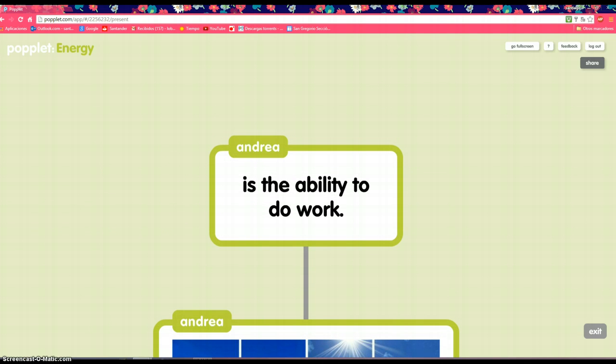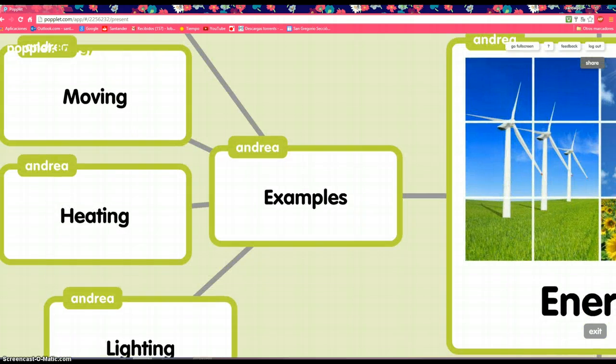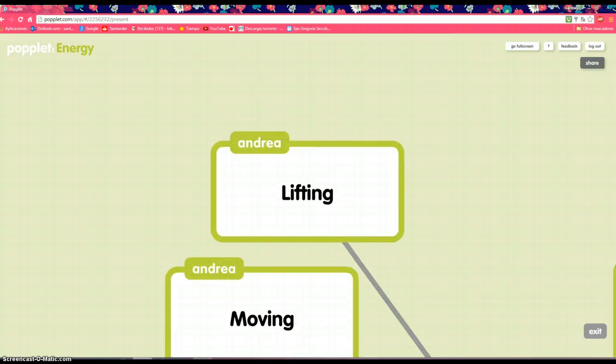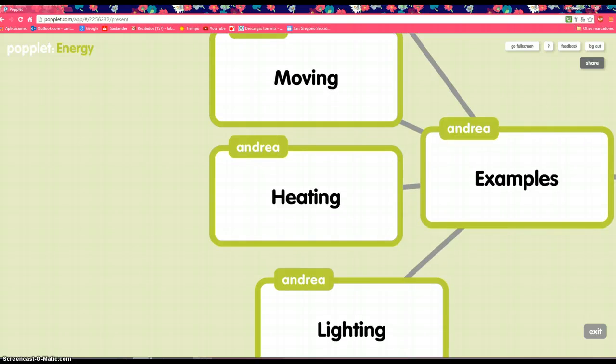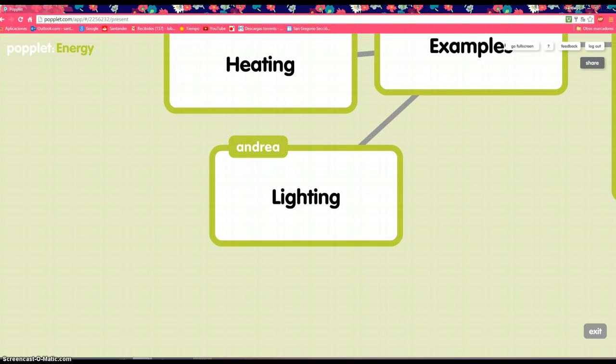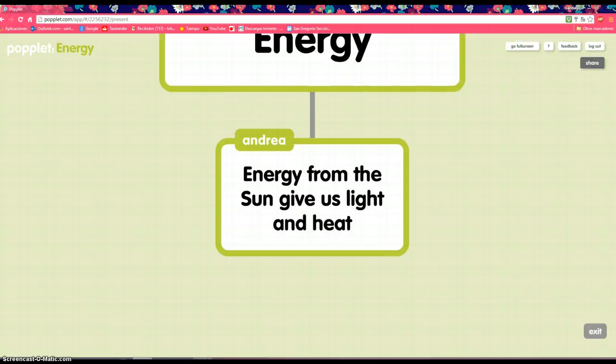Energy is the ability to do work. Examples of work are moving, heating, and lighting. We use energy to light our cities, heat our homes, move our cars, cook our food, play our music, and give us pictures on television. Energy from the sun gives us light and heat.